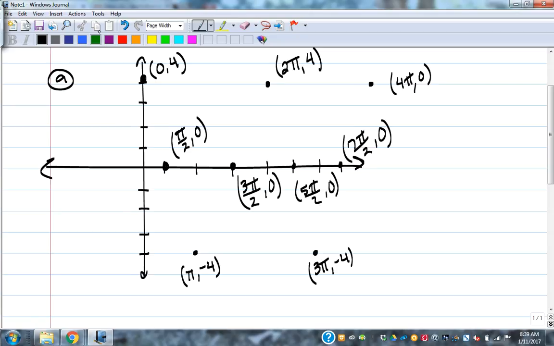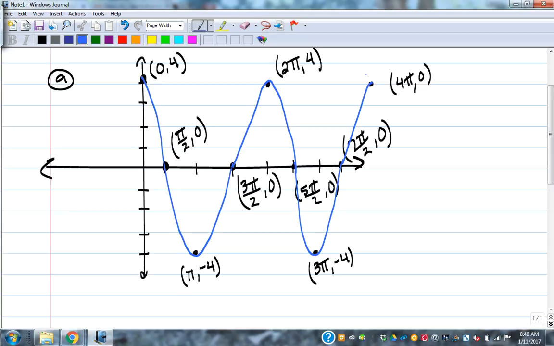And then the graph actually looks like this. I'll draw it. It goes through all these points. You may have seen that kind of graph before, but you're not really familiar with it yet. So it's a trig graph is what it is. But those ordered pairs are important. That's the main thing there.